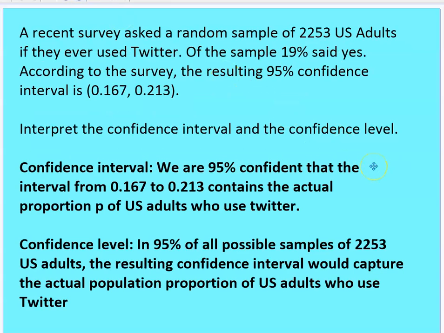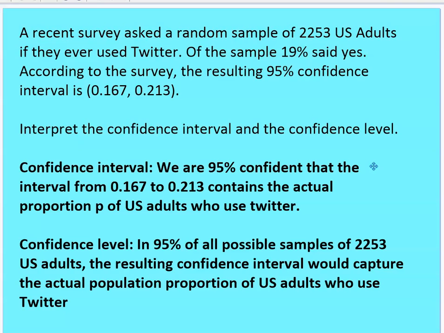All right. So confidence interval: we are 95% confident that the interval from 0.167 to 0.213 contains the actual proportion of US adults who use Twitter. All right. Confidence level: in 95% of all possible samples of 2,253 US adults, the resulting confidence interval would capture the actual population proportion of US adults who use Twitter.